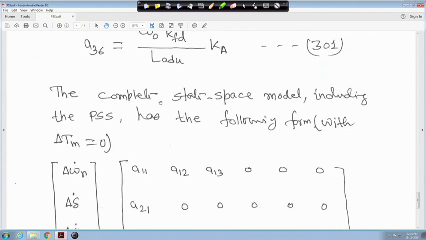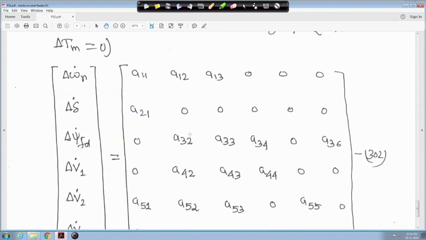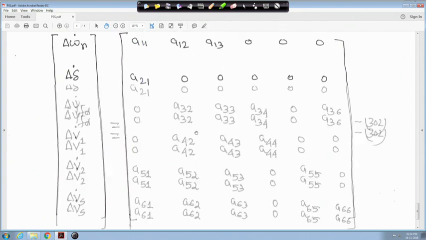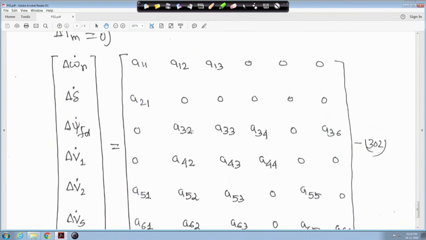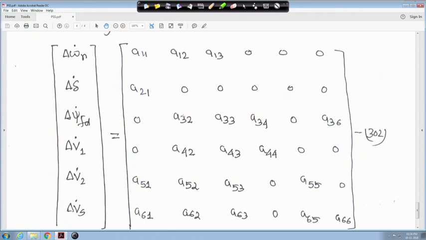And therefore, the complete state space model including the PSS has the following form with delta Tm equal to 0. If delta Tm is not there and delta V reference also we have set to 0, say for example. But anyway, for the analysis you have to consider the step input for delta Tm, that is why I have not written the second delta Tm term. So, this is equation 302. So, thank you very much, we will be back again.